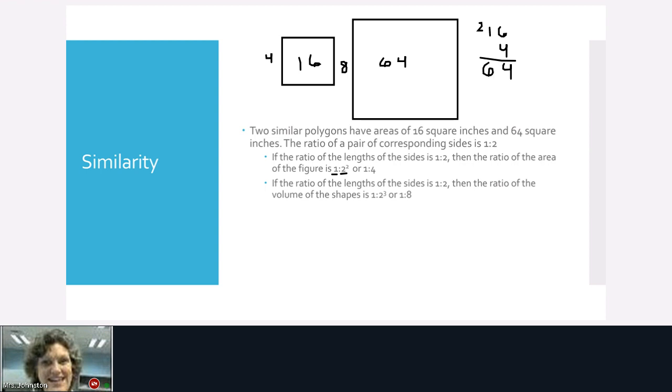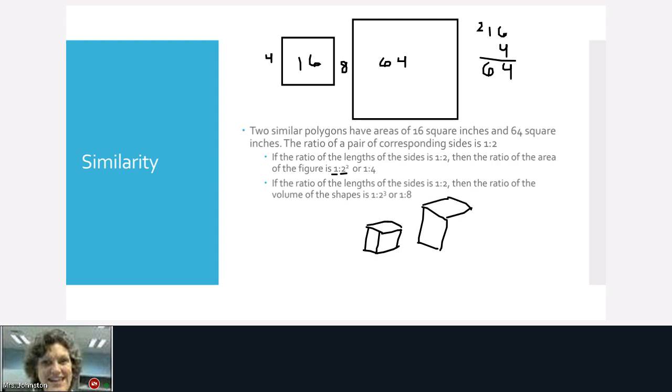If the ratio of the lengths of the sides is 1 to 2, then the ratio of the volume of the shapes is 1 to 2 cubed, or 1 to 8. So if you were talking about a prism where you had doubled the sides, double the length of every side, you now know what the volume of the resulting shape would be. It would be 8 times the volume of the previous one.